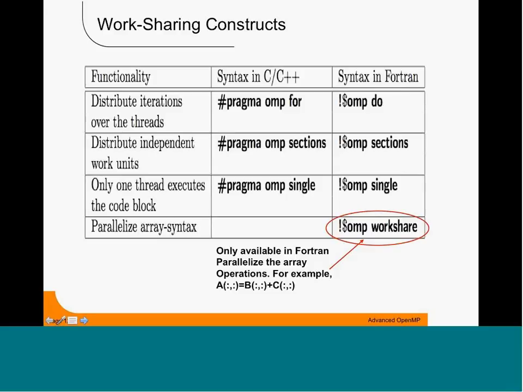And there is also parallelizing array operations, which you do using OMP workshare. So when you have, let's say, array A, and you want it to be a combination of array B and array C, you can use OMP workshare to do that. Enabled in Fortran.